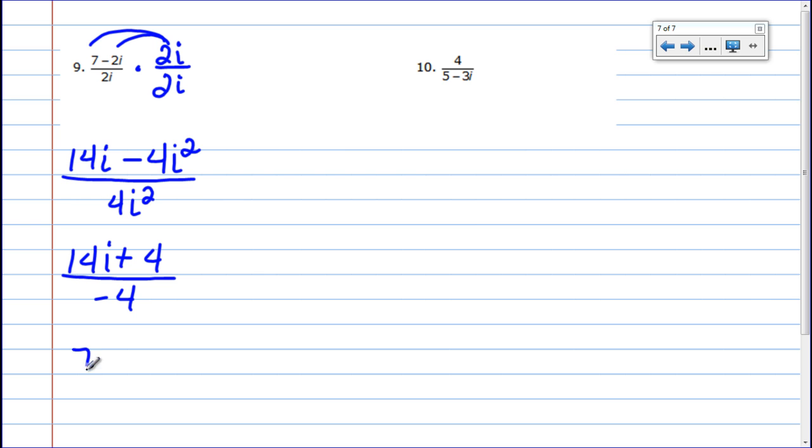14 divided by 2 is 7. 4 divided by 2 is 2. And negative 4 divided by 2 is negative 2. This is the simplified form.